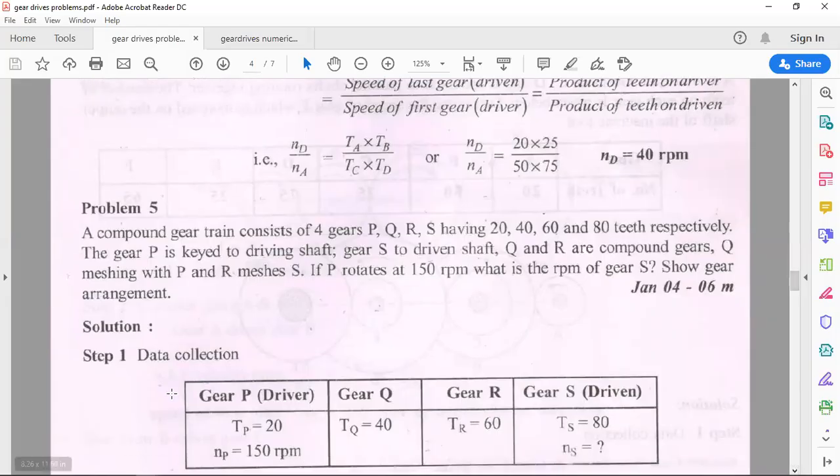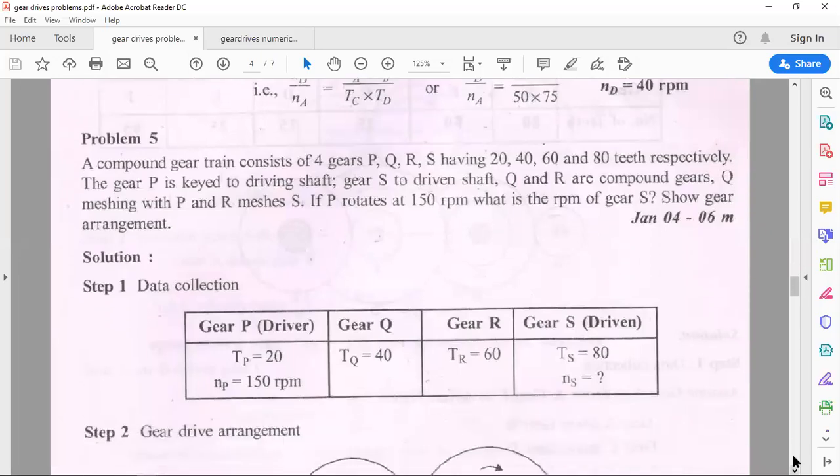Then related to gear P, what data is given? The number of teeth on gear P and the speed of gear P are given, which are 20 and 150 RPM. The number of teeth on gear Q is given as 40, on gear R as 60, and on gear S as 80. So based on that, we need to find out the speed of the driven gear.